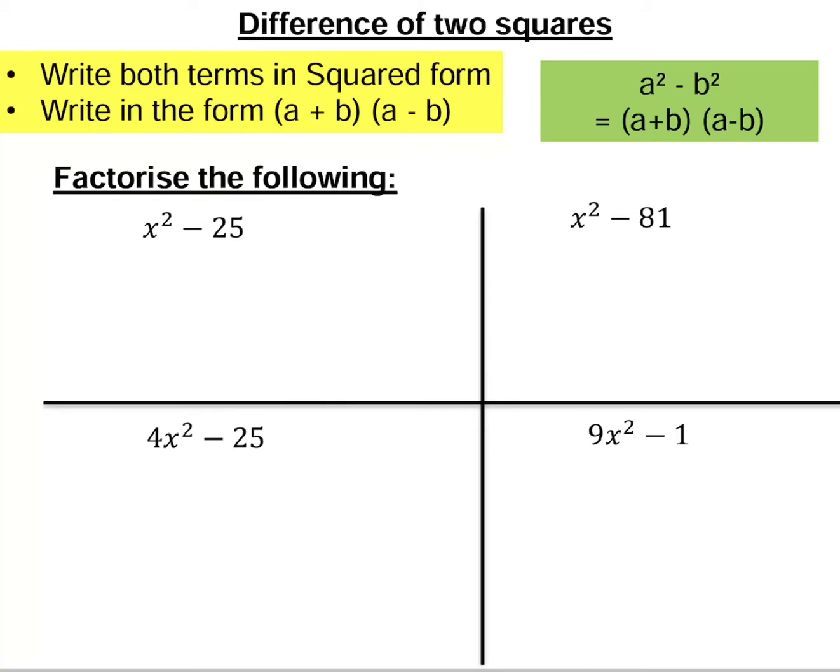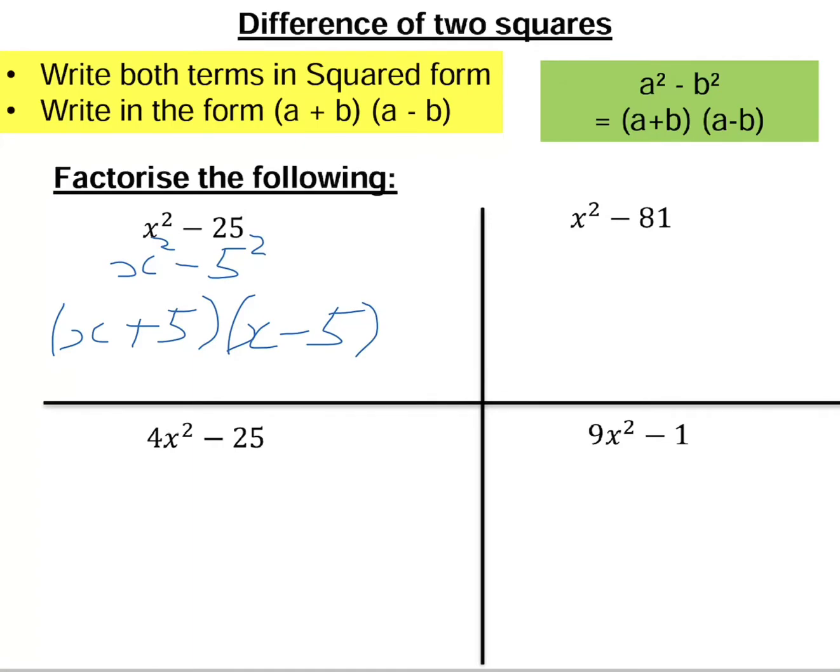So the first one here, we have x squared minus 25. So now, 25, that can be written as 5 squared. So let's rewrite it, x squared minus 5 squared. Now we have it in the form a squared minus b squared. So then just split it up, x plus 5, x minus 5. And that's it, done.